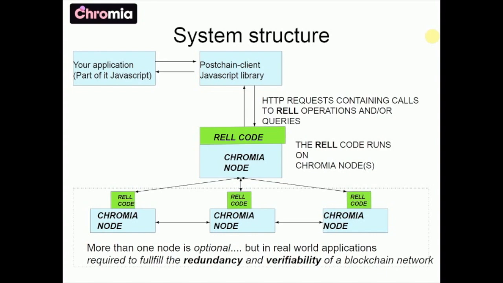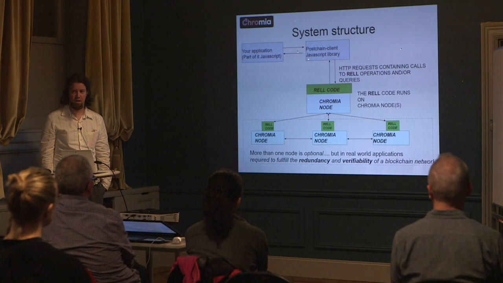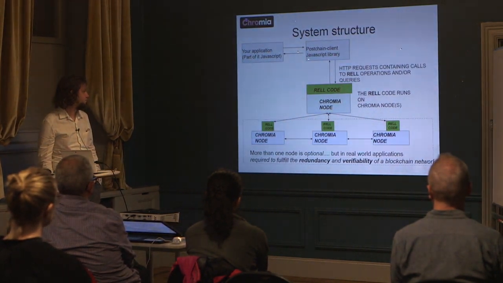In our examples, we only use a single node. But of course, in the real world, you would run multiple nodes that communicate with each other to fulfill the redundancy and verifiability of a blockchain network. Because if you only ask one node, it's just like querying a database. So you don't actually get any benefits of a blockchain except for perhaps signing and so on.